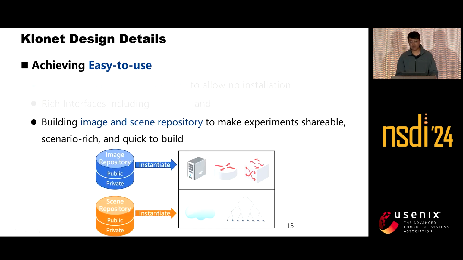Klonet builds an image repository and a topology repository for students and tutors. Based on these repositories, diverse network scenes can be established. Students can share their experiments and learn from each other, and tutors can set up the experiment environments quickly and grade the experiments more efficiently.